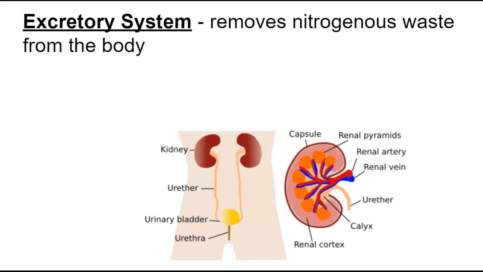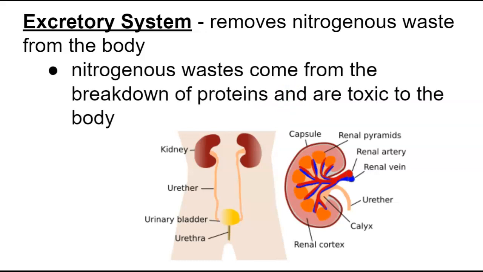So let's go ahead and write down a definition for the function of the excretory system. The excretory system removes nitrogenous waste from the body. Nitrogenous is a new word. I want you to take a look. What word do we see in nitrogenous? We see the word nitrogen. So it's waste that contains nitrogen, and we want to get rid of this from the body. You'll see it involves the kidneys and the bladder, so we'll be talking about those different parts in a minute here.